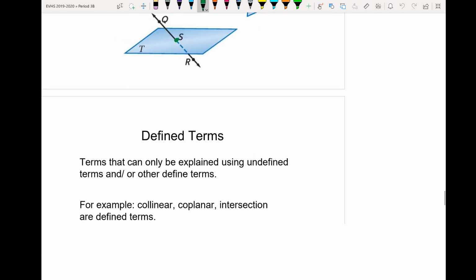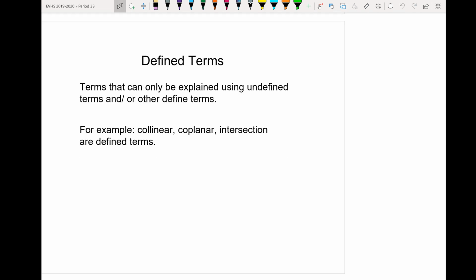Okay, defined terms. I kind of talked about this earlier. Also on your sheet, terms that can only be explained using undefined terms. That's the idea. We're building everything up from there.